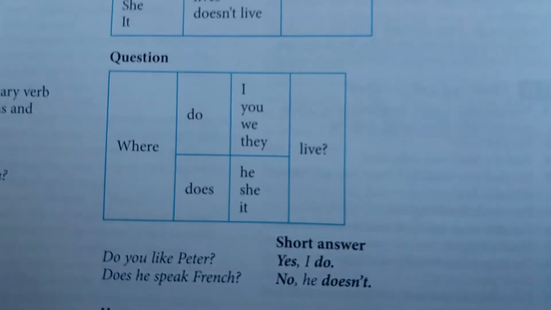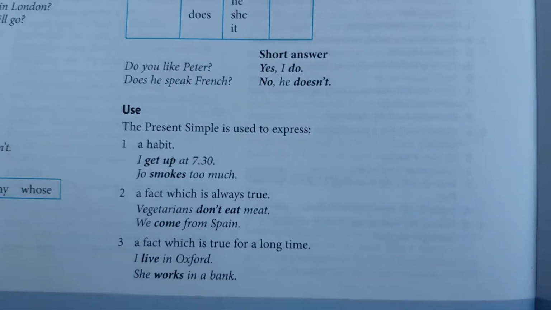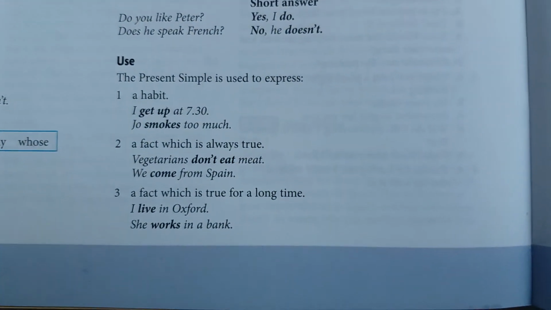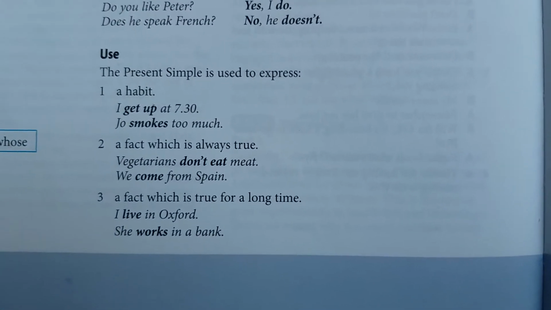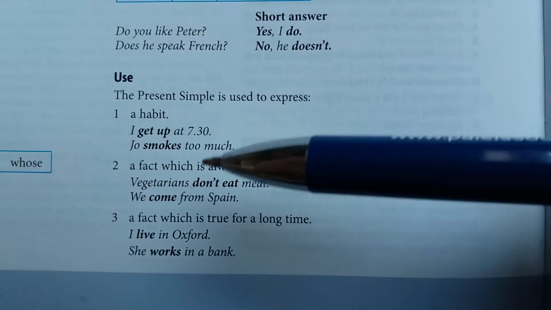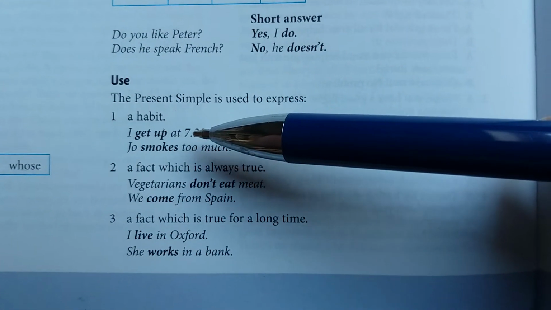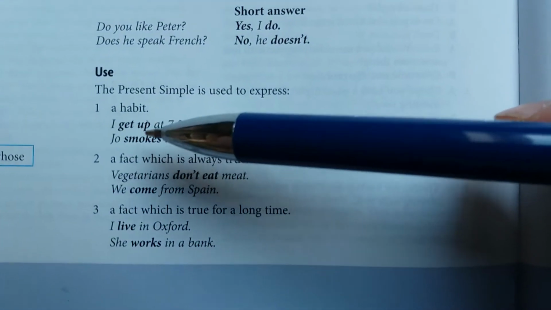Questions, same thing. Notice the difference between do and does here. Let's continue on. Well, here's the present simple. It talks about that the present simple is used for a habit, een gewoonte die je hebt. So getting up at 7:30. So you say I get up.